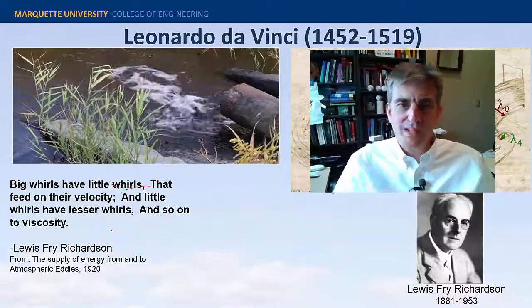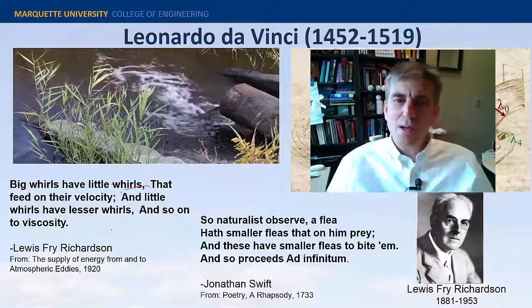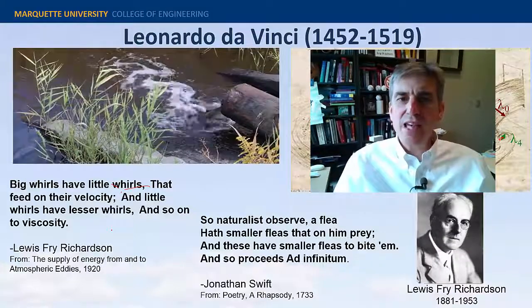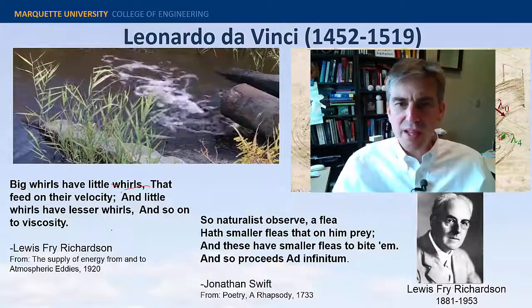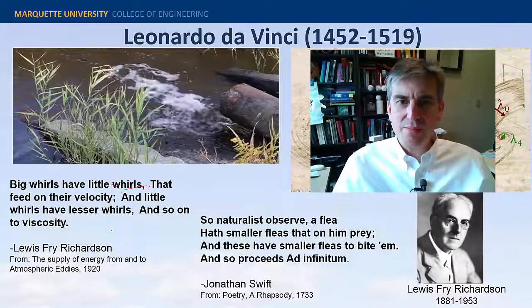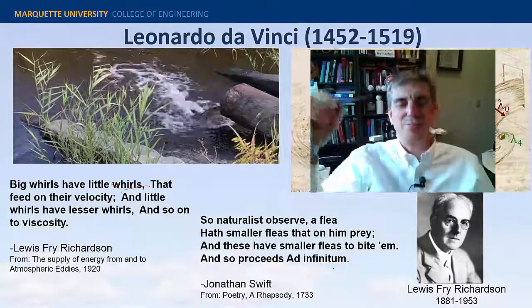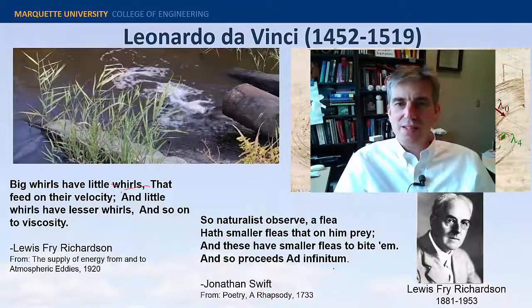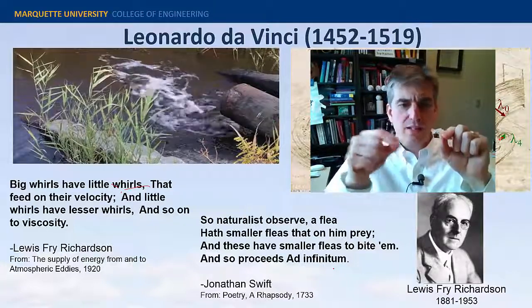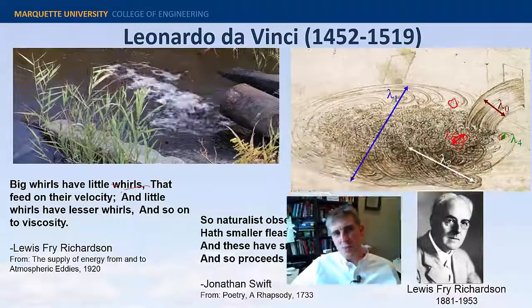What a great poem, right? I learned that that's actually a rip from Jonathan Swift, right? So naturalists observe, a flea hath smaller fleas that on him prey, and these have smaller fleas to bite them and protect them, and so proceeds ad infinitum. That almost rhymed. But yeah, basically, it's the same sort of idea that there's this distribution of scales right on down. Pretty cool.